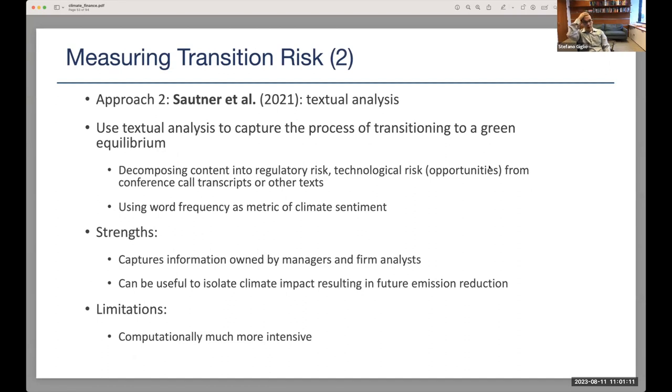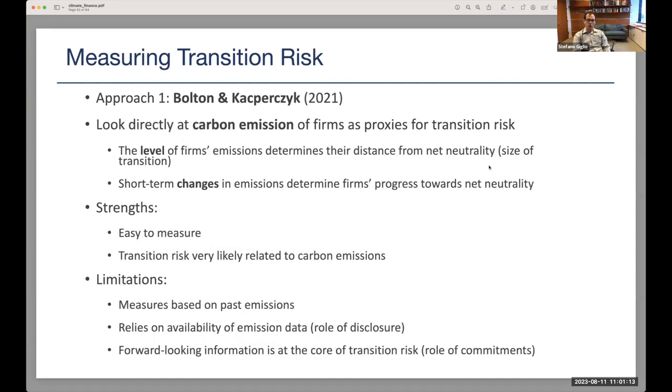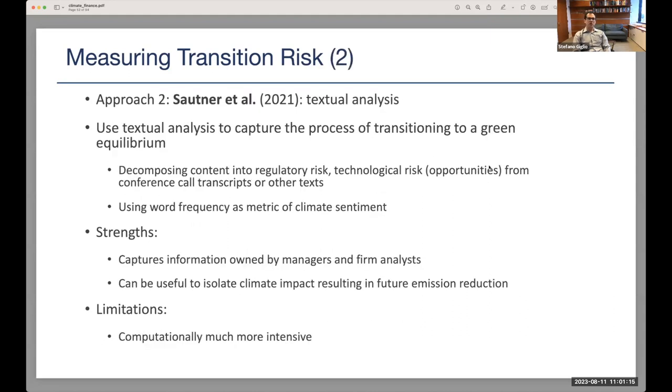And then there's another approach, which is not based on carbon emissions. There's another approach to measuring transition risk, which instead is using textual analysis. Basically, textual analysis is asking, can I use what the firm is saying, for example, in their earnings calls, about how they perceive their position with respect to carbon taxation, technological risk, and so on.